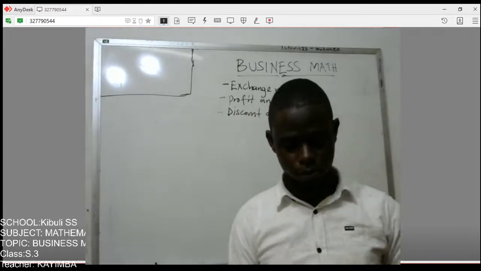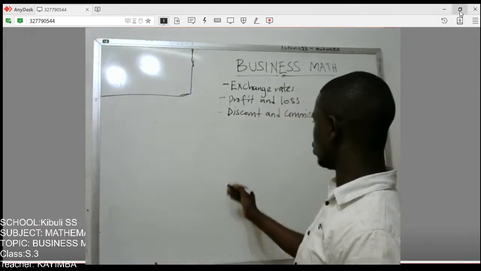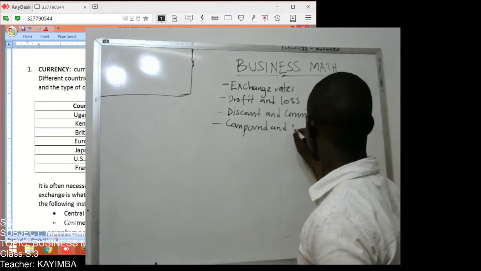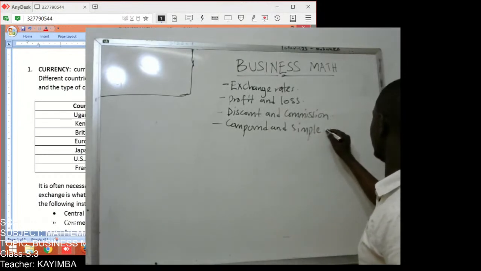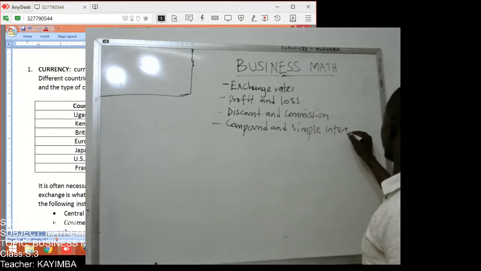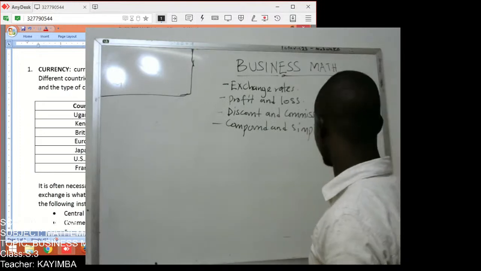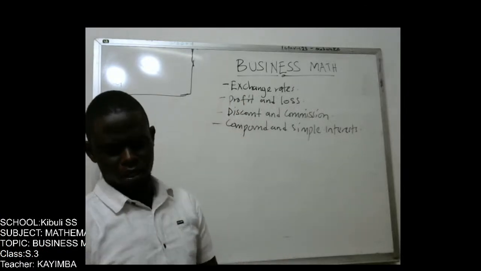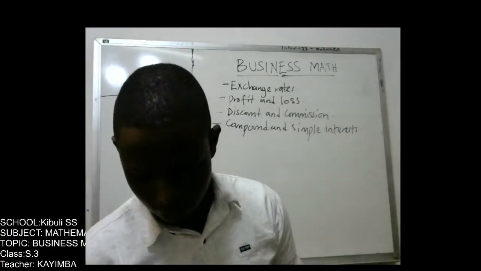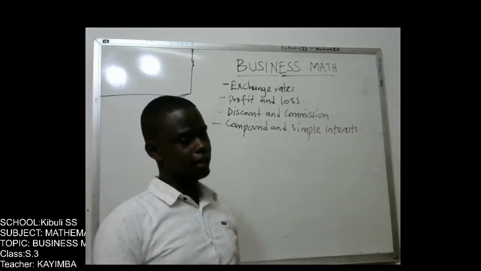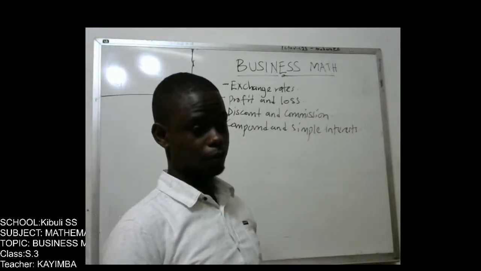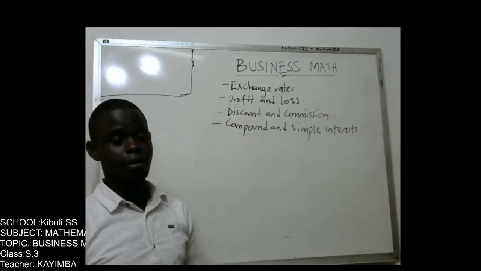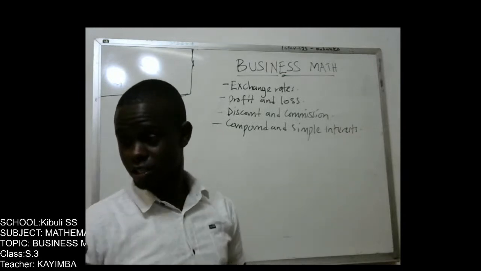So after looking at commission, then I'll go and look at compound and simple interest. See, compound and simple. These ones we looked at them in senior 2 or senior 1. Simple interests. These ones will also be very important. What is the difference between simple and compound interest? Simple interest, when I talk of principal, it means the money that is given to you or the money that you borrow. Okay? The money that you borrow is known as the principal.